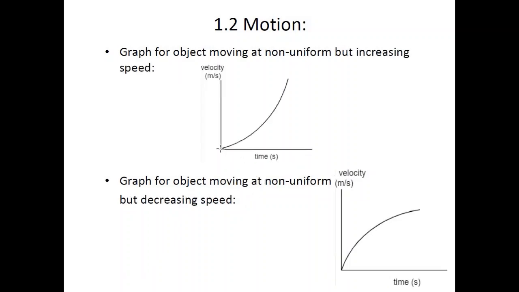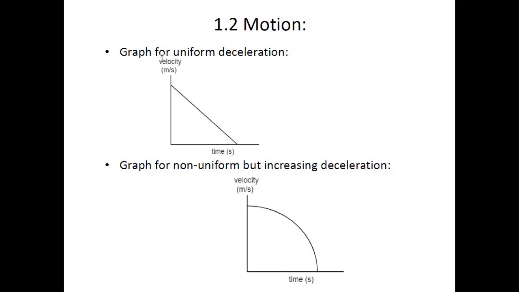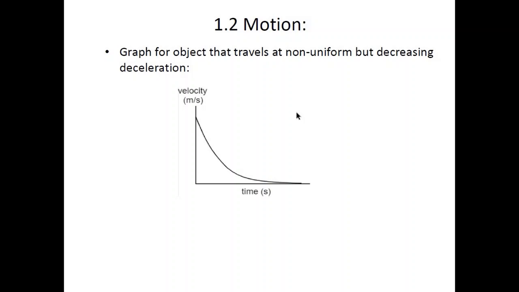Graph for an object moving at non-uniform but increasing speed is going to look something like this parabola, whereas if an object is moving at non-uniform but decreasing speed, then the graph is going to look something like this. And if an object is decelerating uniformly, it is going to be a straight downward line. And a graph for non-uniform but increasing deceleration is going to look something like a quadrant, 1/4 of a circle. And for an object traveling at non-uniform but decreasing deceleration, the graph is going to look like this. As the time is increasing, the speed is non-uniformly decreasing.